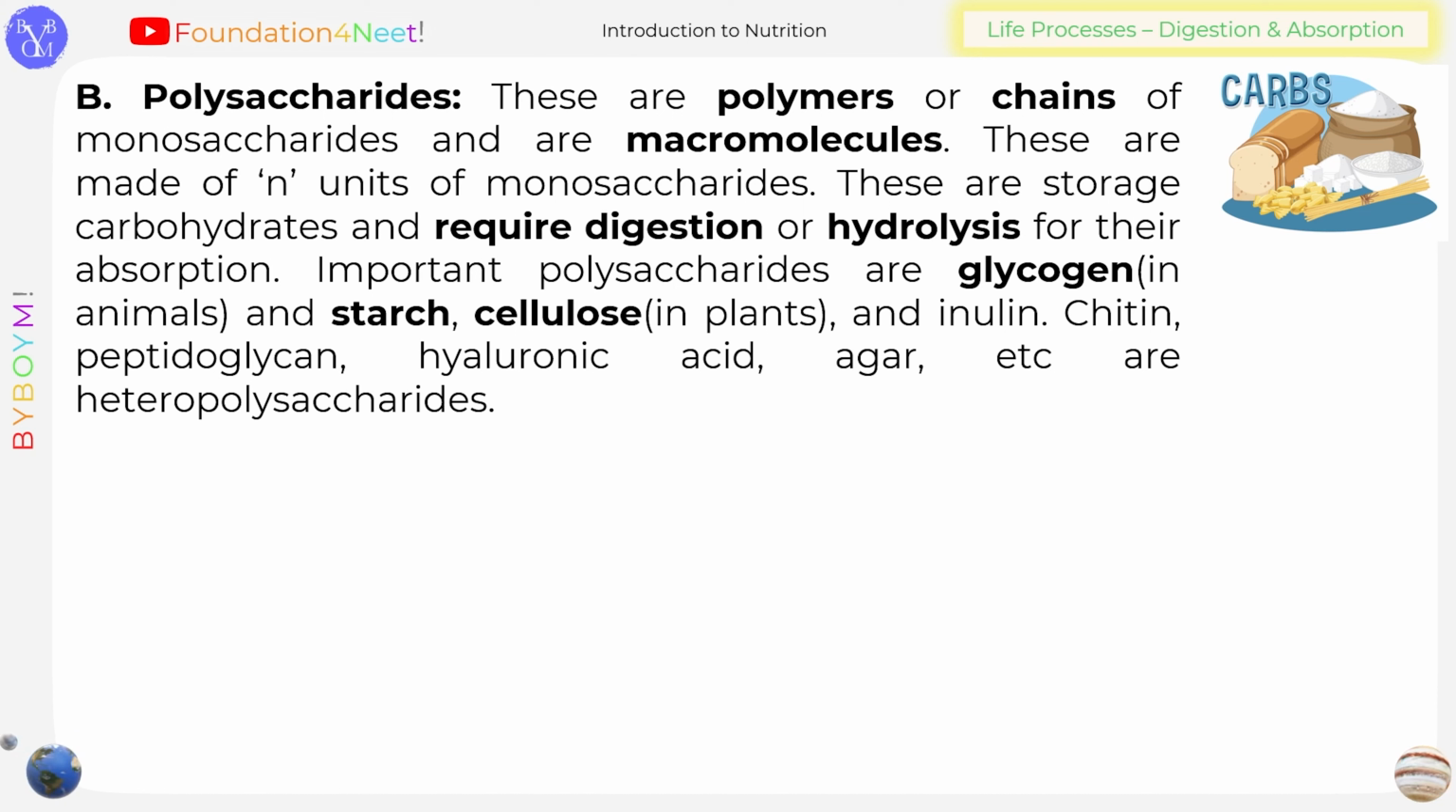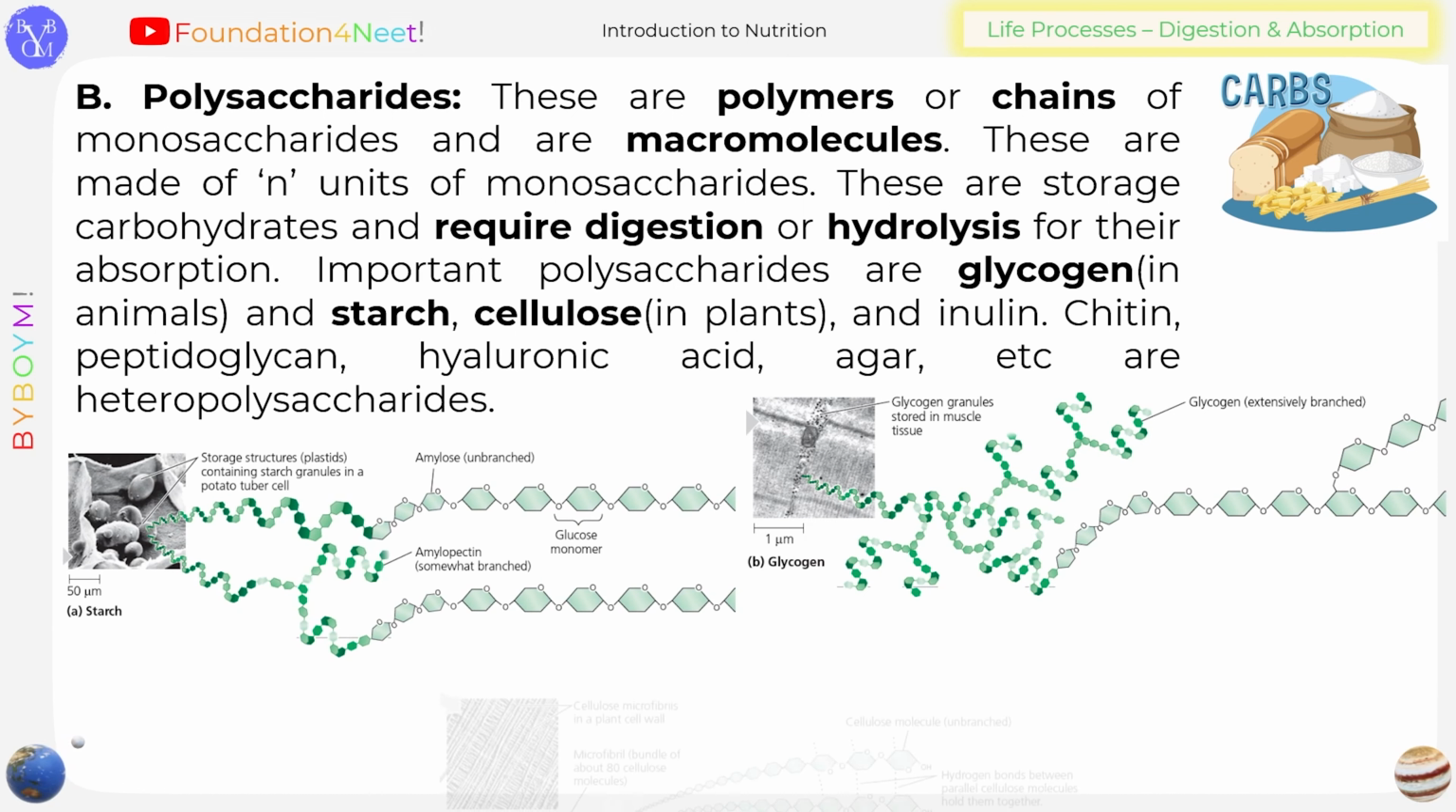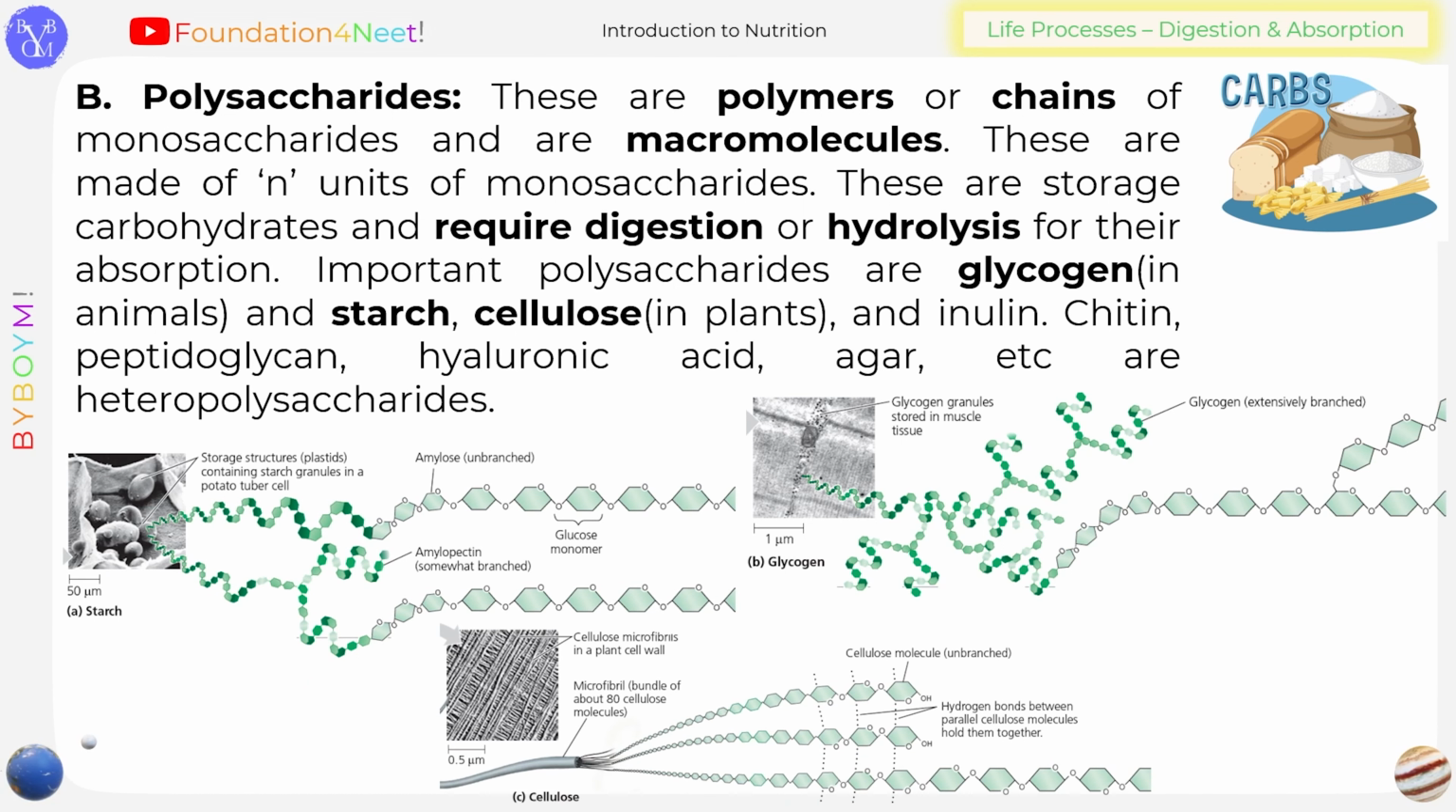Important polysaccharides are glycogen, starch, cellulose and inulin. Chitin, peptidoglycan, hyaluronic acid, agar are heteropolysaccharides. Homo if they are made up of one type of unit. Heteropolysaccharide if they are made up of different types of subunit.